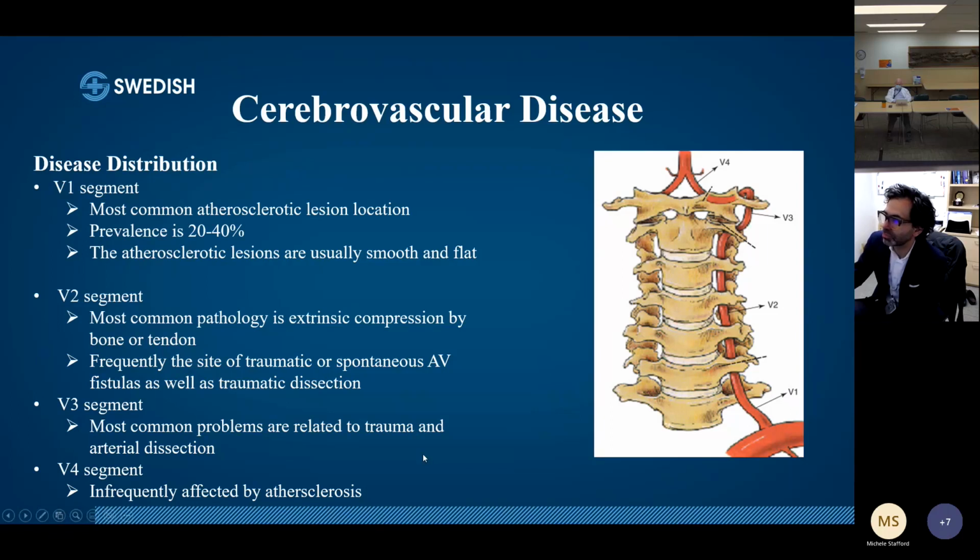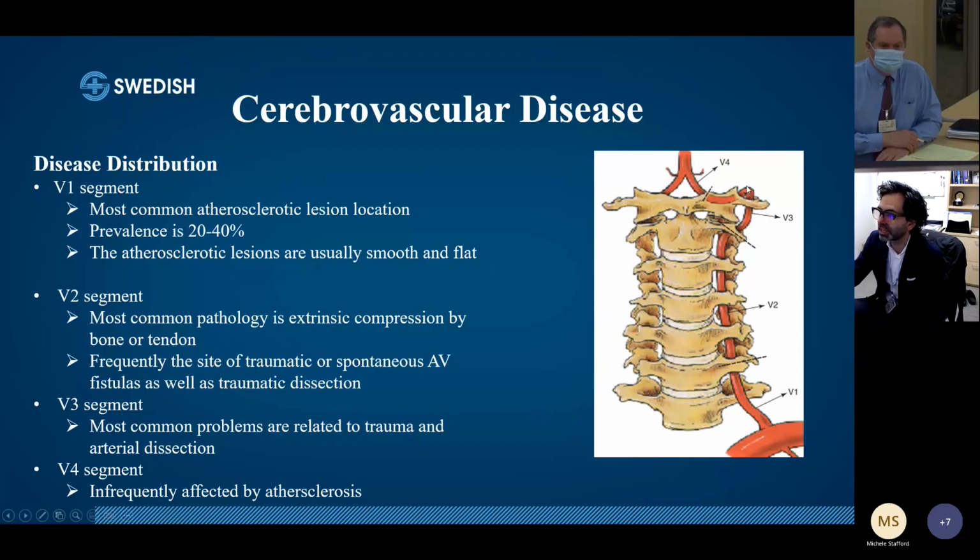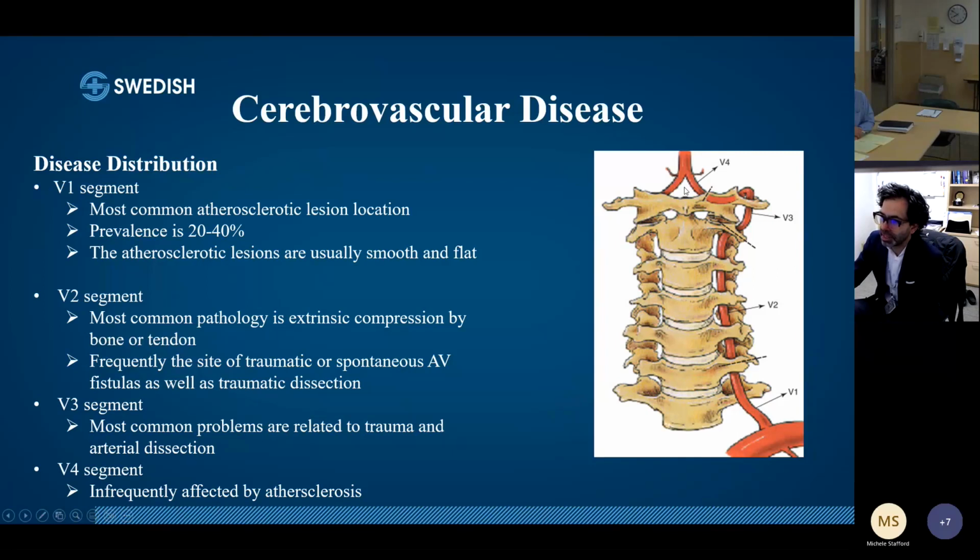Vertebral arteries are divided into 4 segments. V1 comes from the subclavian, before it enters into the vertebral canal. The V2 segment goes through the vertebral canal, and the V3 is after it has exited the canal and before it enters the brain for the posterior circulation. And the V4 is the intracranial part.